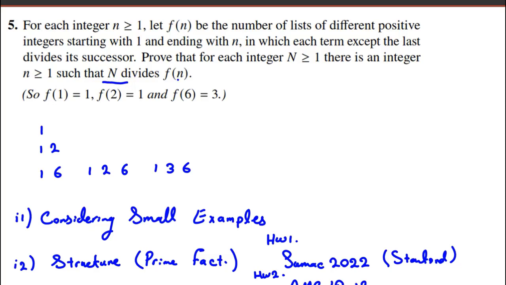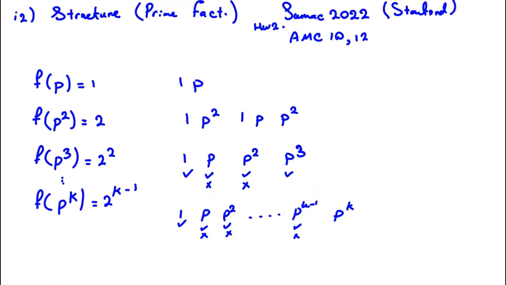Now we will see we cannot cover every n, because the problem says for every n prove that there is an integer small n such that n divides f of small n. So here we proved it only for powers of 2. Okay? Now, second step, exactly like the prime factorization.